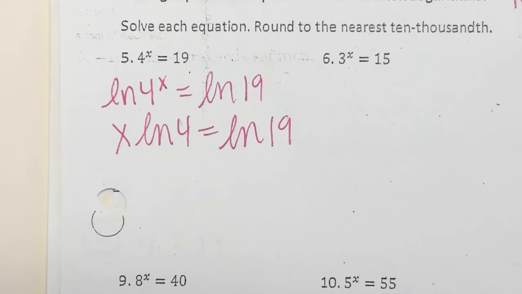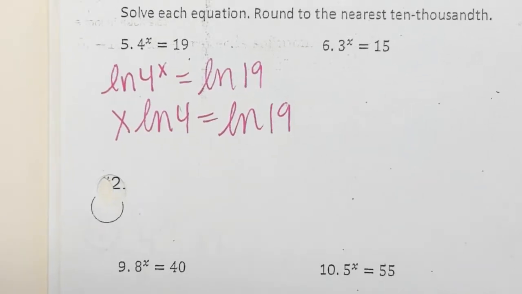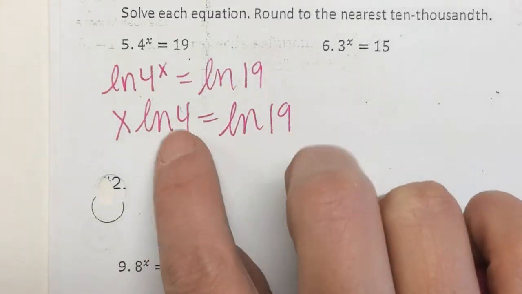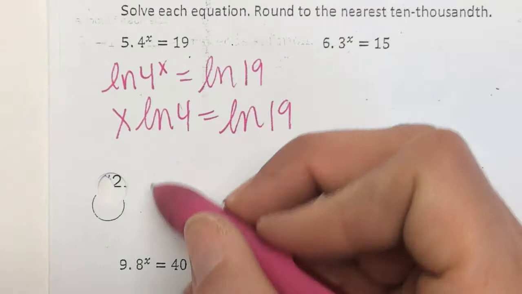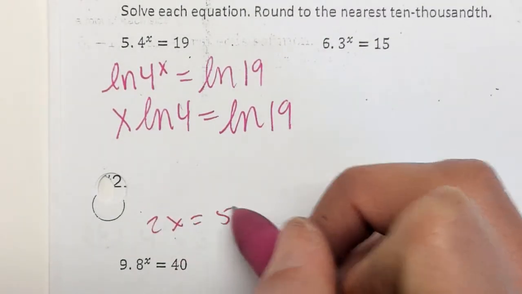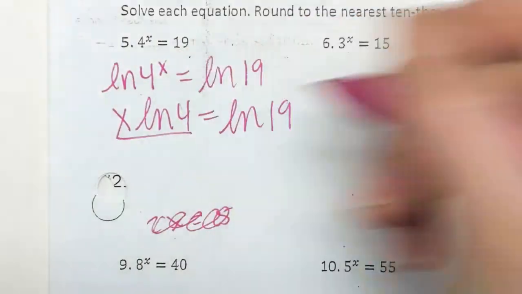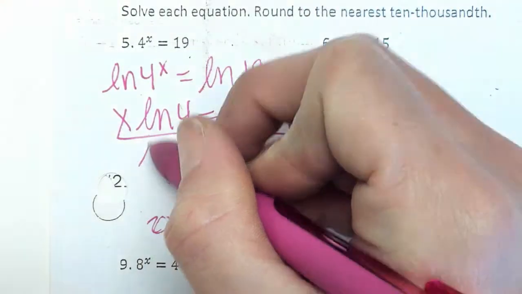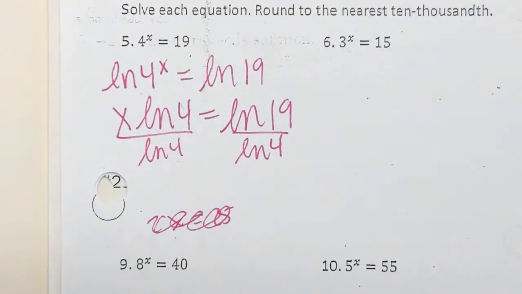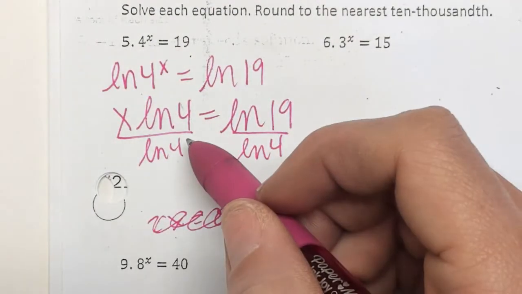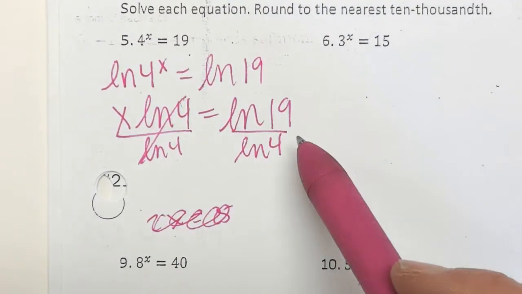So how would I solve for x right here? This is just a number. Think about if it was like, I'm going to just write a random number, 2x equals 5. You would do what? Divide. Same thing here. It's just a number. So we divide by what? Very good. ln 4. So on this side, what would happen to ln 4s? And so x equals ln 19 over ln 4.